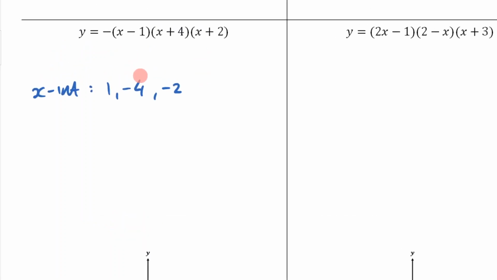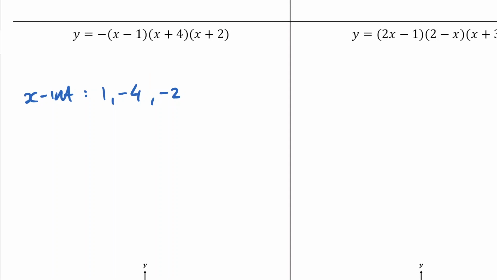And now we have to consider something. Do you see how I've got a negative here? The fact that I have a negative here tells me that if I was to expand this out, I would end up with -x cubed, and then something. That is, I know that is true. This negative is going to cause a reflection.